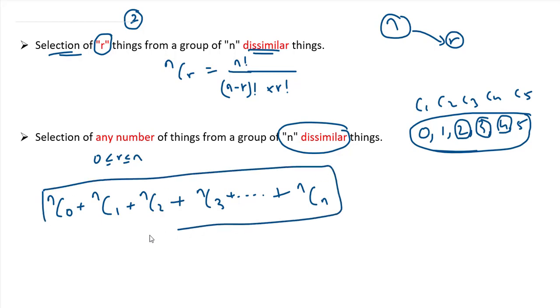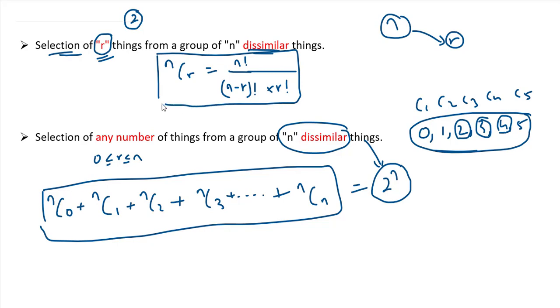Because you had a freedom to select any number of things from 0 to n. Now this value of nC0 plus nC1 plus nC2 plus nC3 and so on is equal to 2 raised to n. So we will directly use this formula in cases where we have to select any number of things from a group of n similar things. When we have to select r things from a group of n similar things, we'll use this formula for nCr.